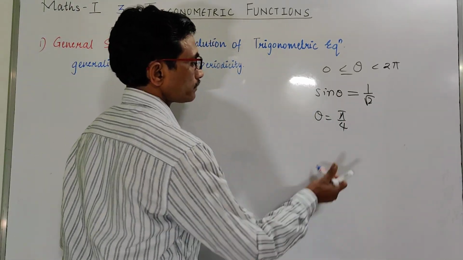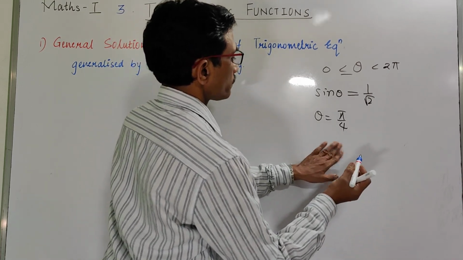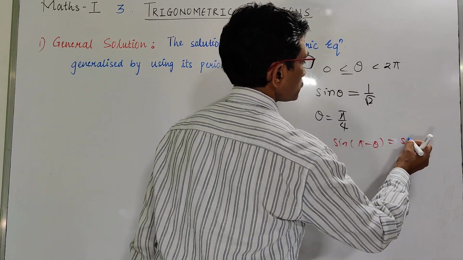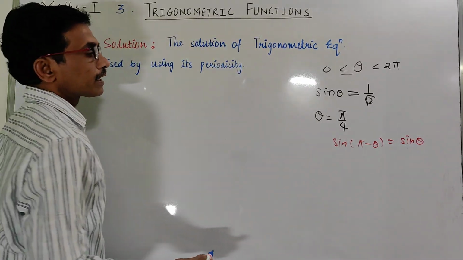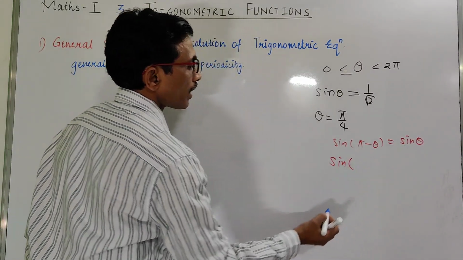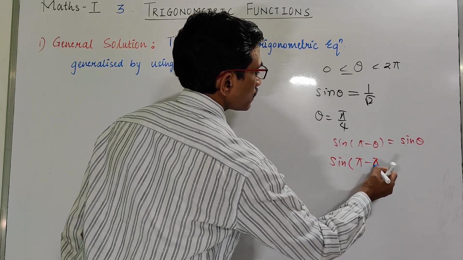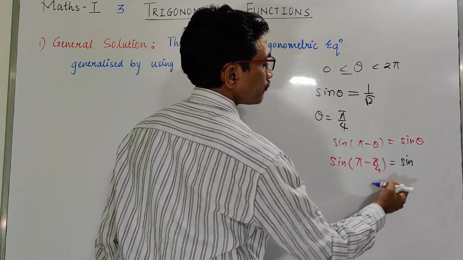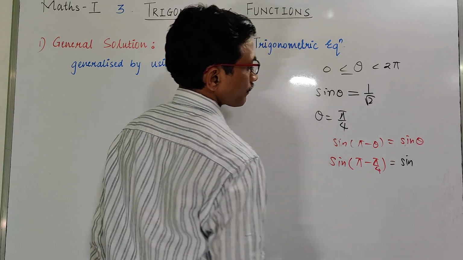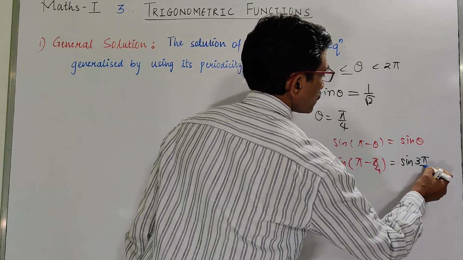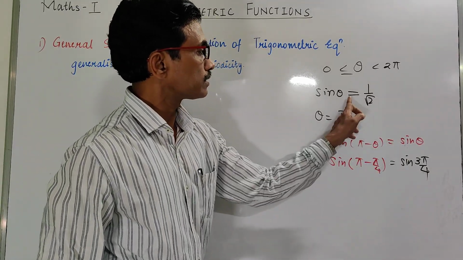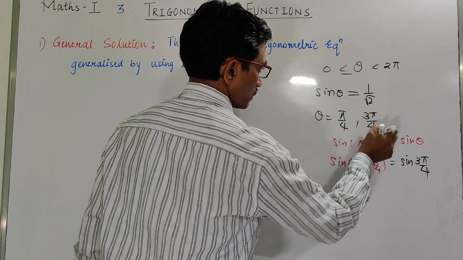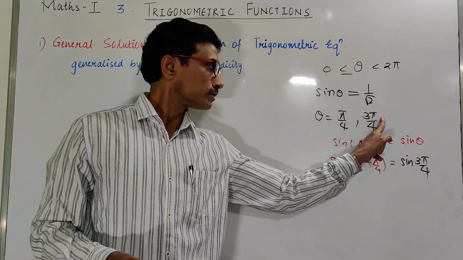See, we know sin of pi minus theta is equal to sin theta. So another solution we can find: sin of pi minus pi by 4, which is sin of 4 pi minus pi by 4, that is 3 pi by 4. So this is another value which satisfies this equation. Thus another solution is 3 pi by 4. This is one solution, this is the second solution.